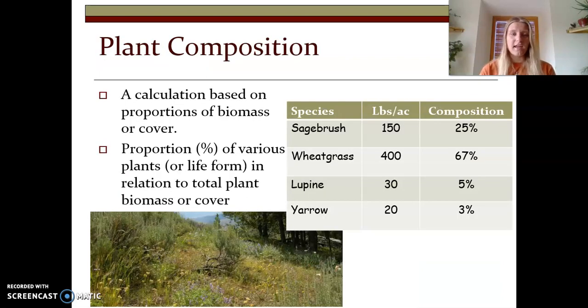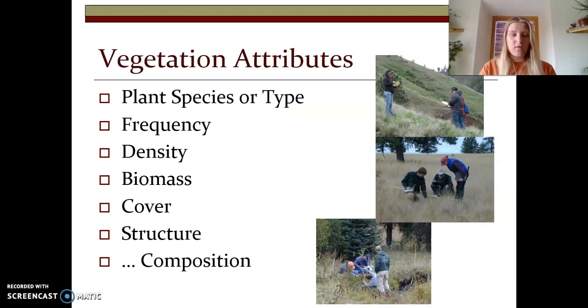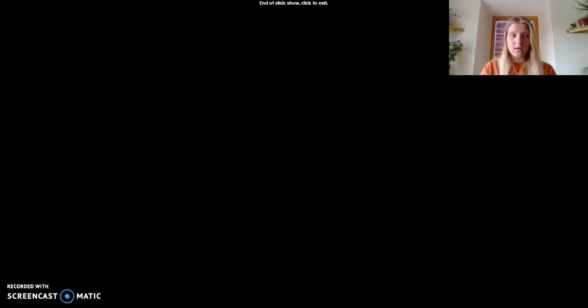Plant composition is a calculation based on the proportions of biomass or cover. So the proportion or percentage of various plants or life forms in relation to the total plant biomass or cover. And that's kind of what that chart there is showing. So we have sagebrush in the example picture. It's 150 pounds per acre. And we can see it's about 25% of the total composition of the area, with inclusion of wheatgrass, lupine, and yarrow. So again, those are those different vegetation attributes. We also added in composition.